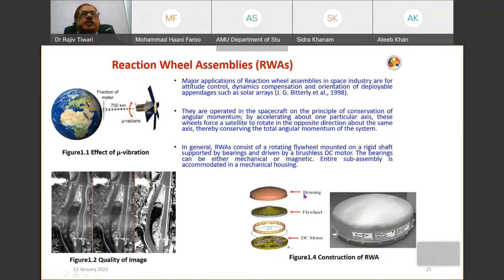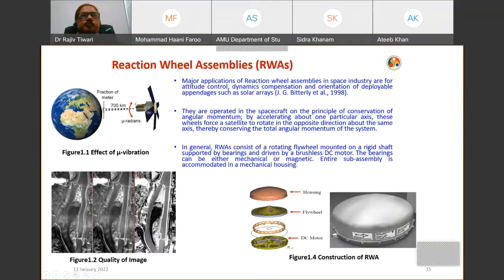Other applications of the magnetic bearings are in aerospace or satellite applications. In satellites, to have attitude control or dynamic compensation or orientation of the satellite toward the earth for taking pictures, these devices, especially the reaction wheel, are used based on the conservation of angular momentum. They turn the satellite to a particular direction and maintain that particular orientation. So this kind of reaction wheel is used for this.